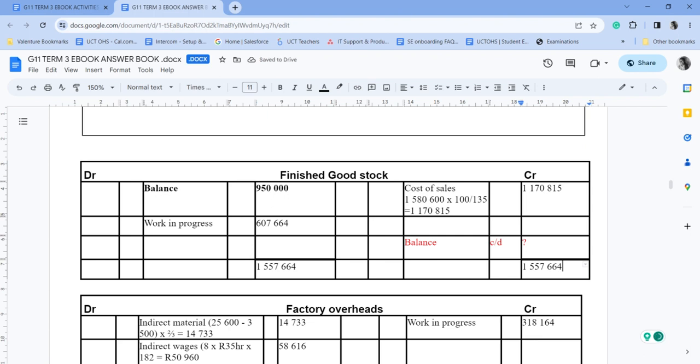Now I can work out the closing balance. How do I get my closing balance? I just subtract the two. If I subtract 1,170,815 from 1,557,000, I get 386,849. So this looks like this, and just by doing this, you can easily get 100% for this.